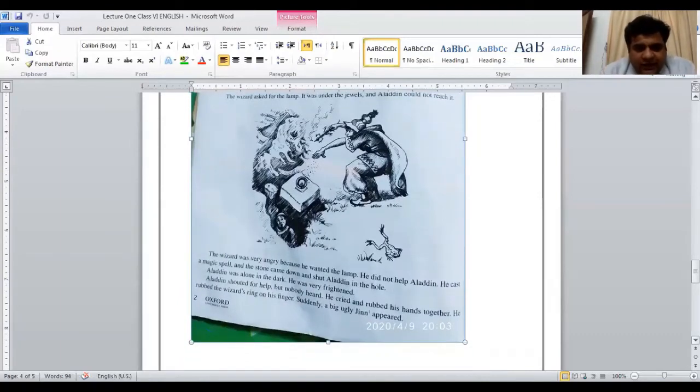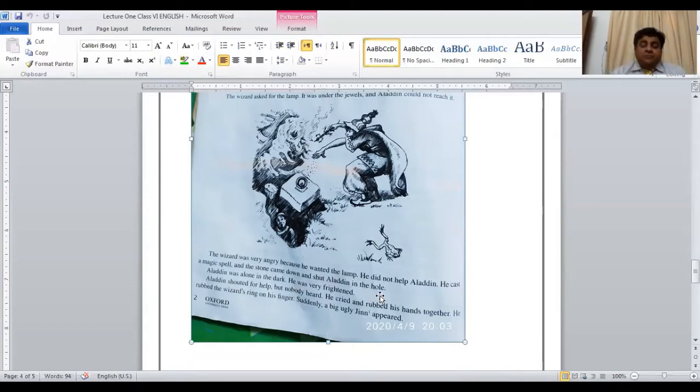The wizard was very angry because he wanted the lamp. He was angry: I told you to bring the lamp and you started to collect the jewels. Now it's difficult for you to come outside. He did not help Aladdin. He cast a magic spell and the stone came down and shut Aladdin in the hole.